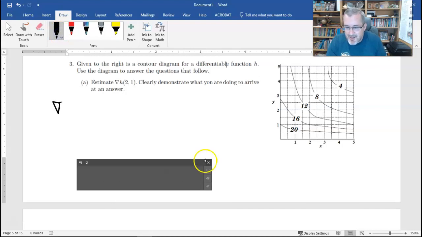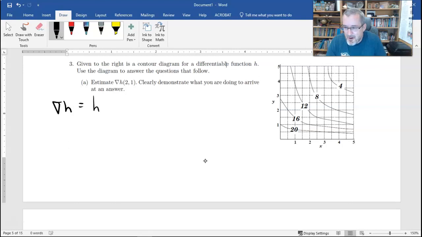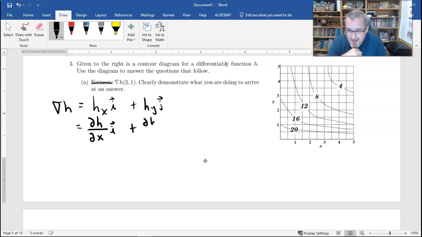The gradient vector is defined to be the partial derivative with respect to x at the point in question, in this case (2, 1), in the i direction, plus the partial derivative with respect to y in the j direction. Now in this case, because I'm going to be estimating these partial derivatives from a contour plot, I like to think of them from the Leibniz point of view. So Gottfried Leibniz would have said, instead of h sub x for the partial derivative with respect to x, changes in that output quantity h relative to changes in x, and changes in h relative to changes in y.